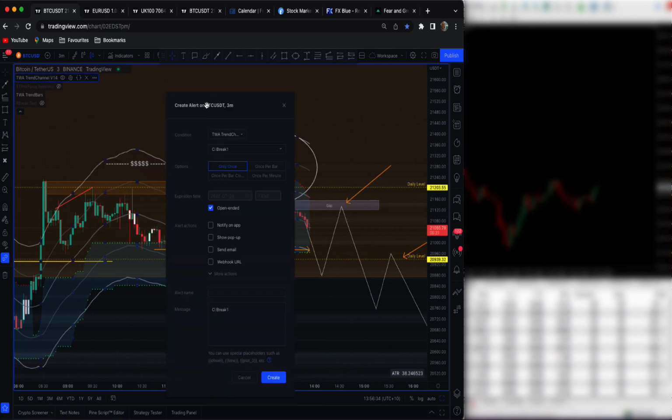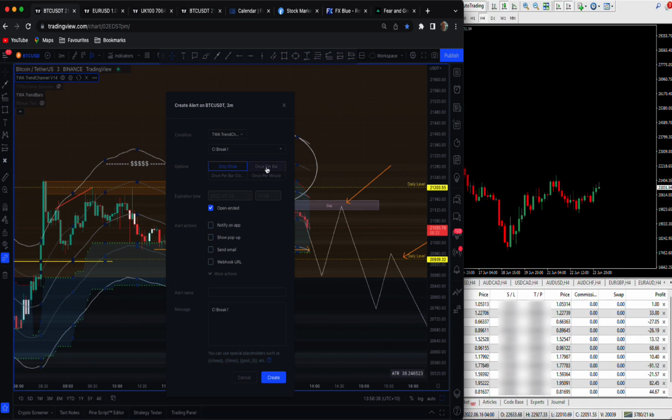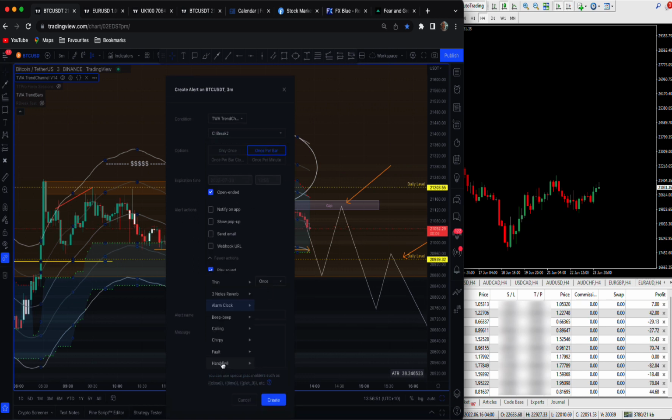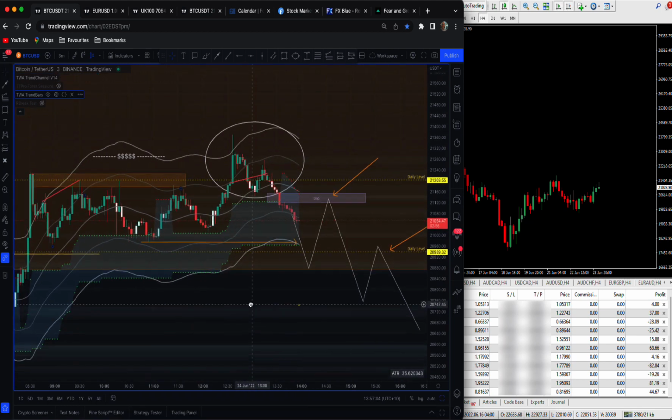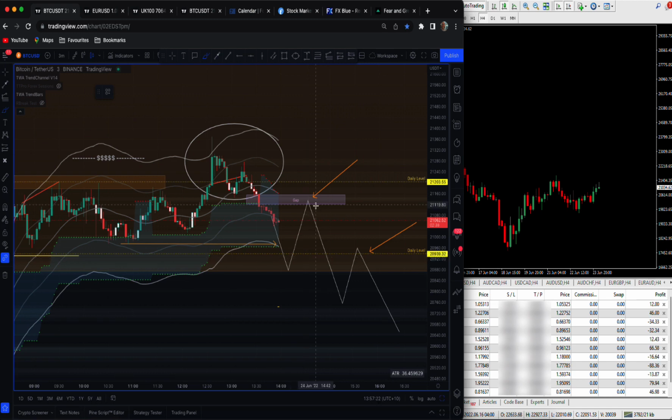add alert. And now I'll show you how to trade this on MT4. Once per bar, it's going to be cloud break number 2 once per bar. I prefer the handbell. There it is, create. So that'll fire. So let's just say we get a setup, just for the sake of this video. Let's say we get our break here and we see the signal. I'll show you how I trade this. Say the signal fires. There's our red triangle.